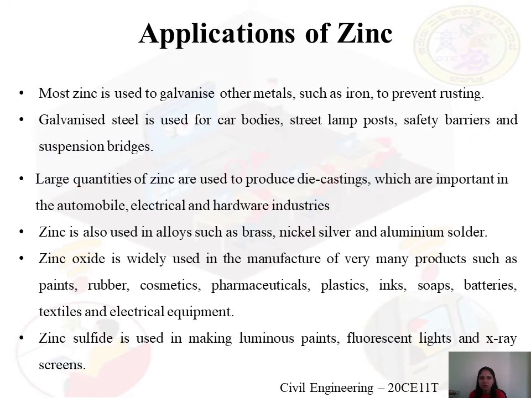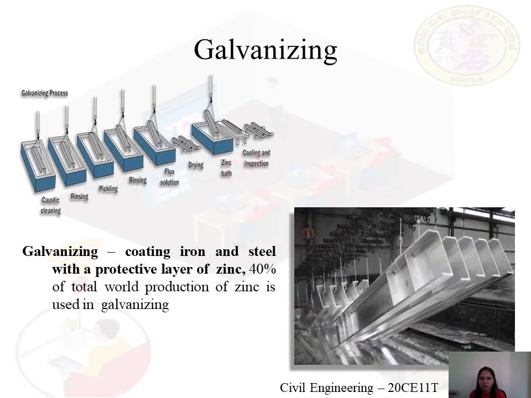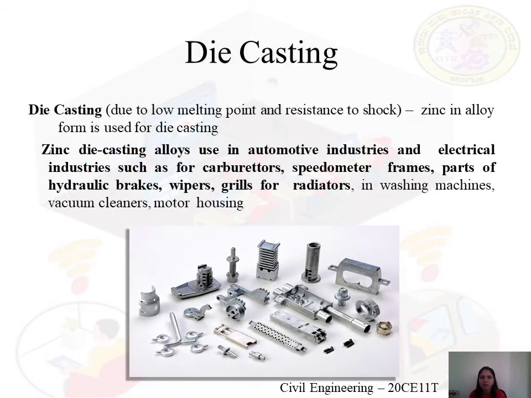Another application of zinc is die casting. As you can see here in this sketch, die casting is done due to zinc's low melting point and resistance to shock. Die casting is used in automotive and electrical industries, such as speedometer frames, parts of hydraulic brakes, some washing machines, vacuum cleaners, motor housings, and so on.